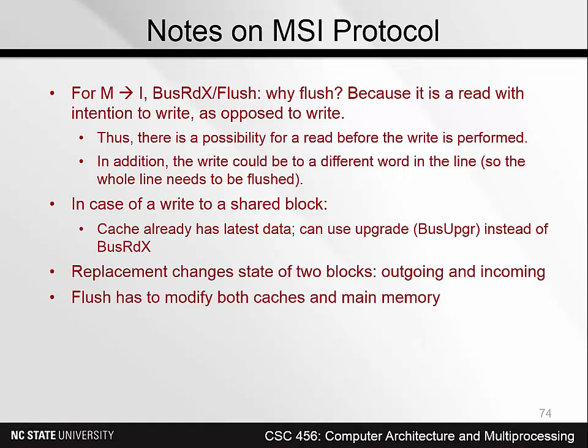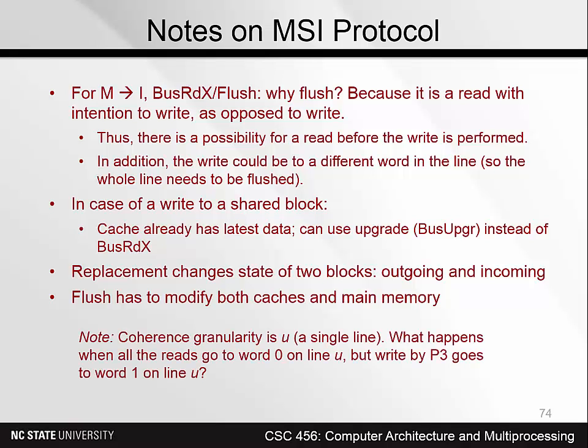As we just saw, if the write was to a shared block, we don't actually need to read the data again. We can use a bus upgrade transaction if our bus provides one. Also, notice that a cache miss causes two blocks to change state. The block that is being replaced, that's the victim, changes to state I, and the block that is being brought into the cache changes to some other state. When a block is flushed, it is flushed to the requesting cache and to main memory. That avoids the need for separate bus transactions to update main memory.